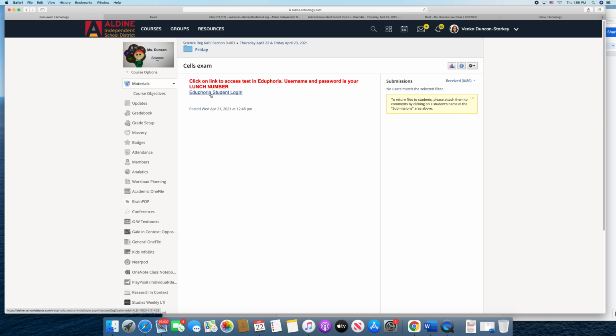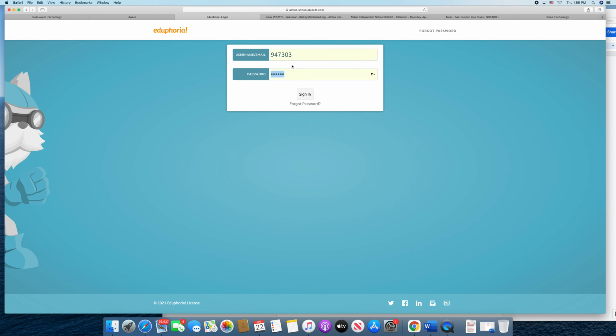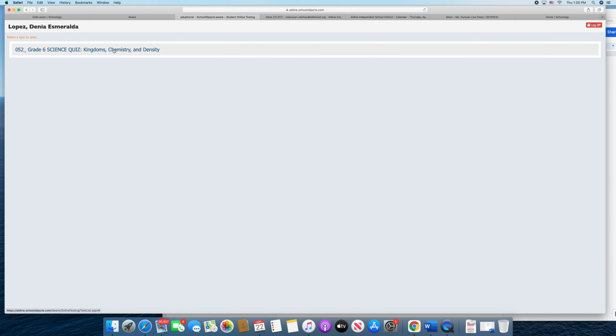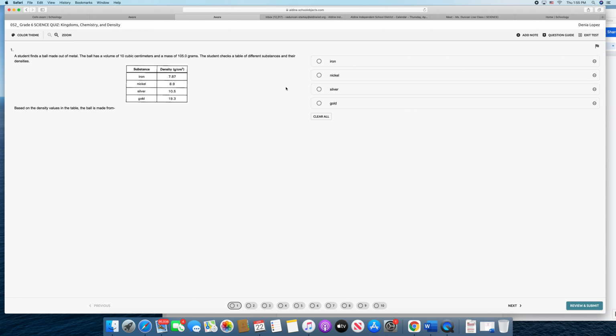Then after you've watched that video and you understand what to do, you're going to click on the student login here. Click on your student login, and then you're going to go ahead and log in. I'm logging in with a student volunteer. And when you log in, you should see the quiz here. I've opened the test for everyone, so you should be able to get into it. You're going to click on it. And here's the first question.